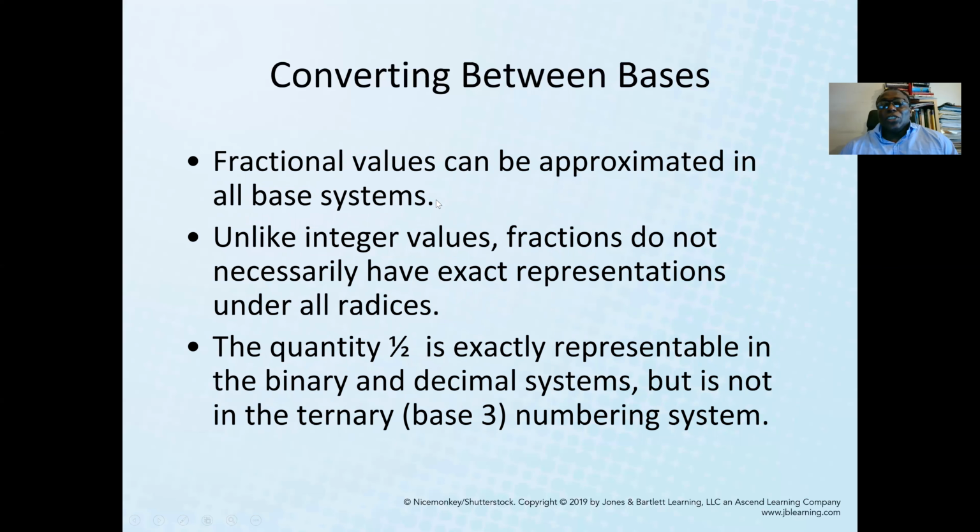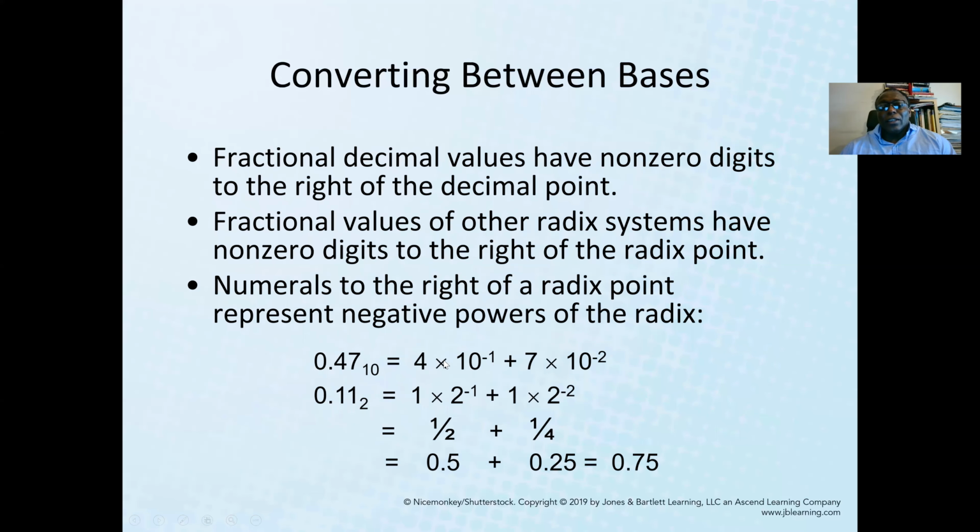So we also have fractional values conversion. And we can see an example here. For example, if I have 0.47 base 10, it is the same as writing 4 times, as we said earlier, to the left. So 10 to the negative 1, and 7 will be negative 2. So 4 times 10 to the power negative 1 plus 7 times 10 to the power negative 2.